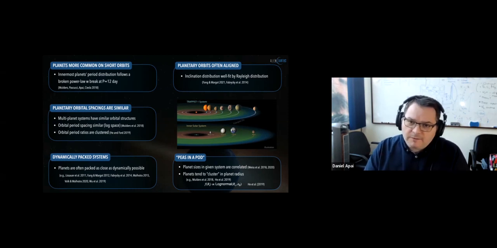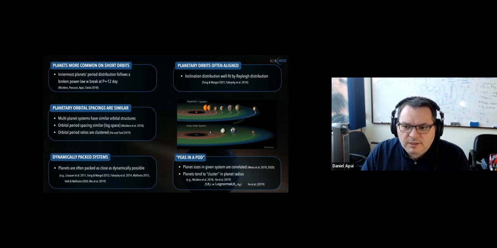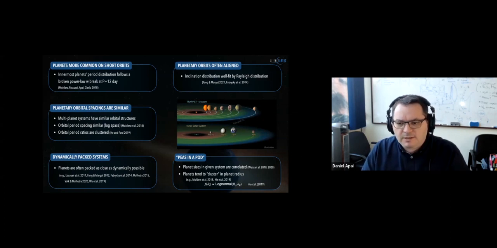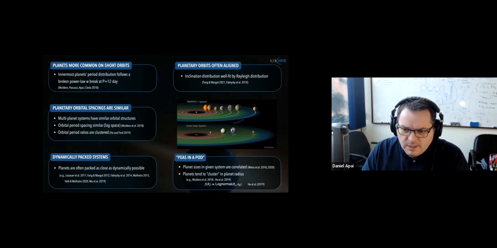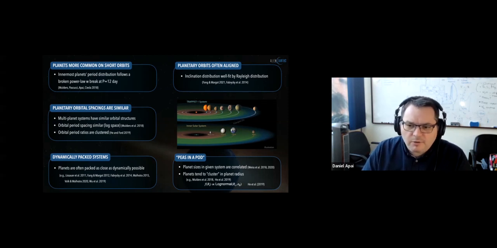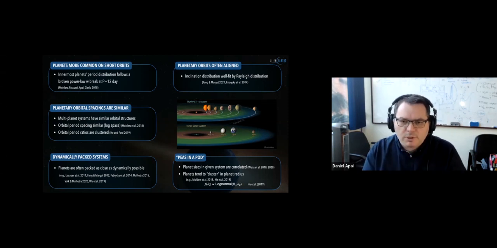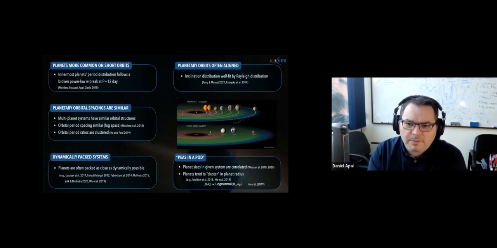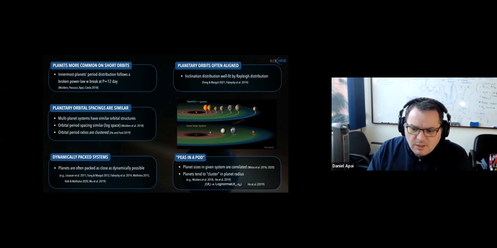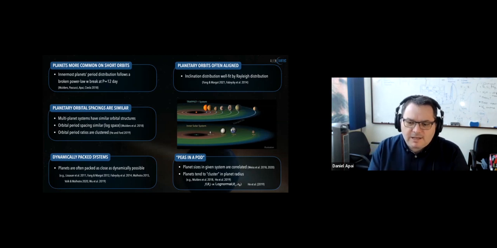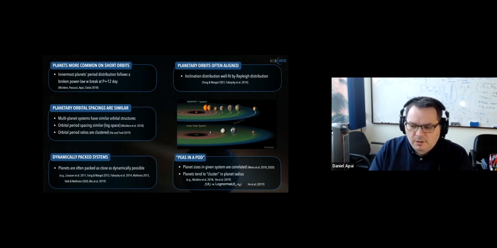It is not true for every single system, but it is generally true that most planetary systems tend to be quite flat. A really nice example of both of these that I mentioned is the TRAPPIST-1 system, which is very well packed and also very flat. There is also the recognition of what people call peas in a pod: planet sizes in a given system tend to be correlated. They are not randomly distributed. You tend to find similar planets in a given system in terms of their sizes.